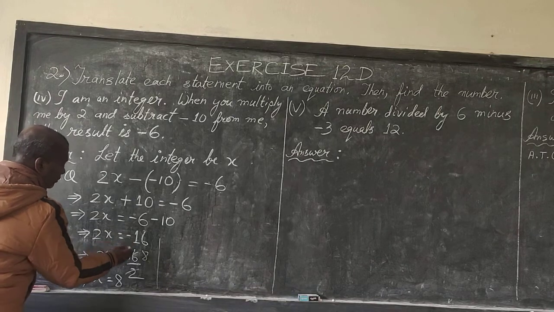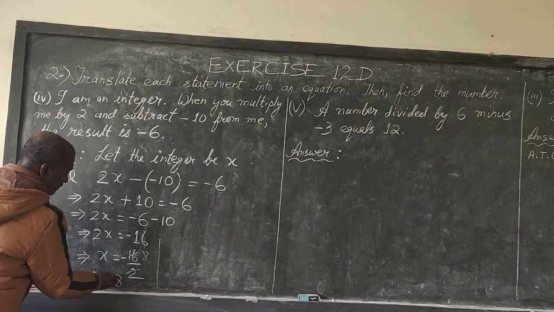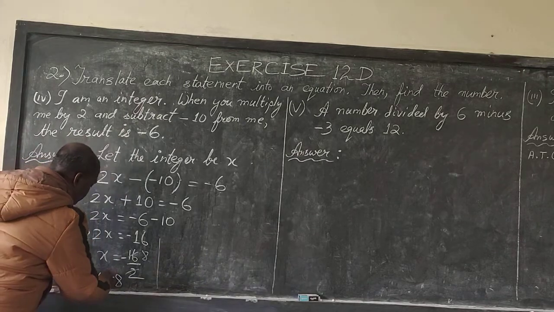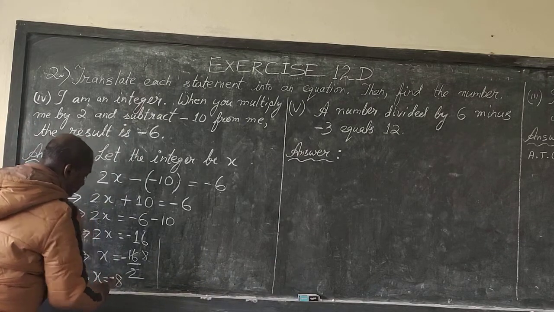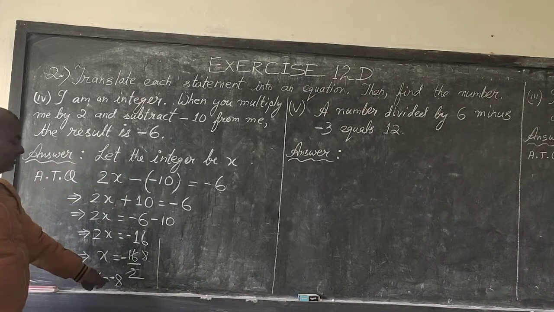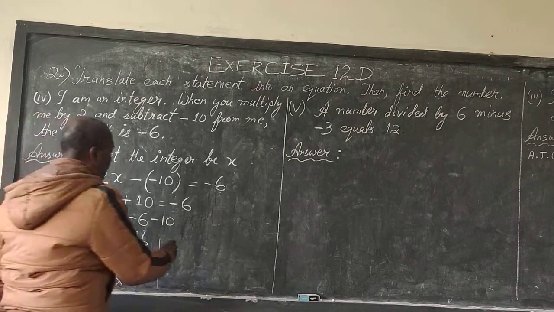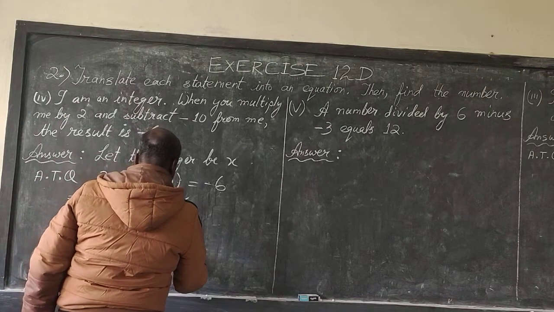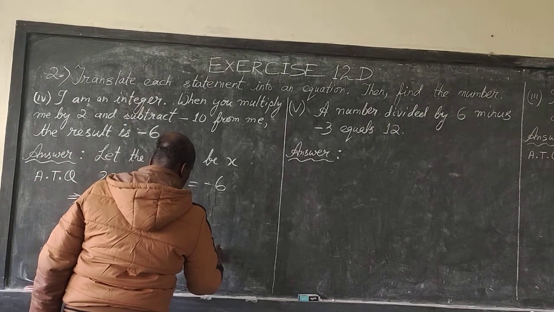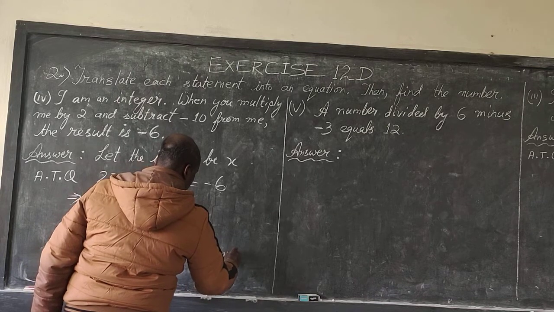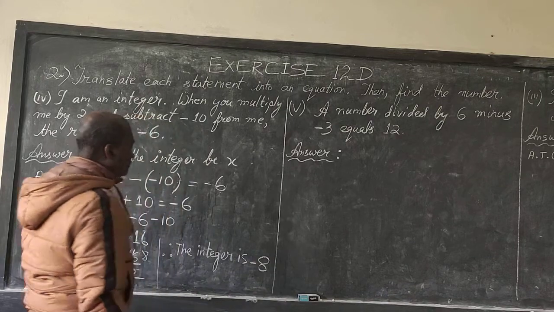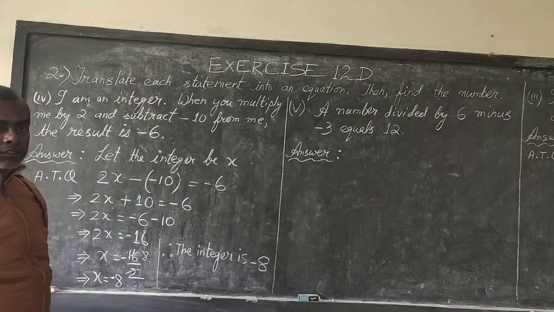Oh, there's a minus sign also, no? Over. So minus 8. x equals minus 8. So what is that integer? The integer is minus 8. So write it in the equal statement. The integer is minus 8.